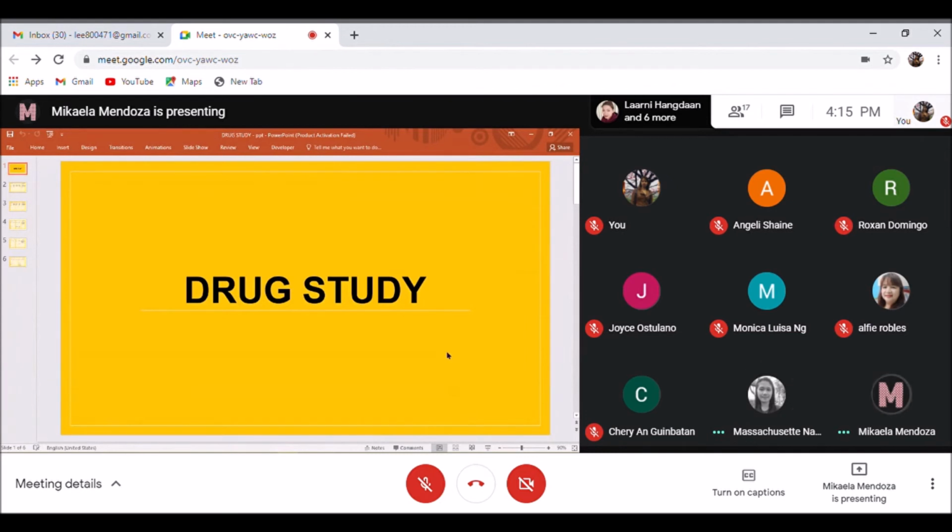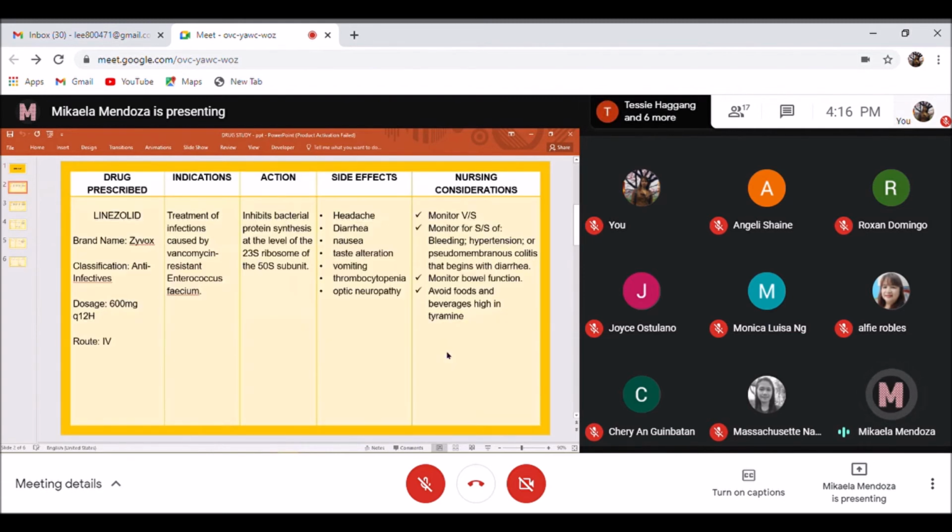Opo. Lastly, we have the drug study. There are five medications given to the patient, which are linezolid, fondaparinux, hydrocodone bitartrate and acetaminophen, docusate sodium, and acetaminophen. First, we have the linezolid. Brand used was Zyvox. Classification is anti-infective, administered intravenously with a dosage of 600 milligrams every 12 hours.